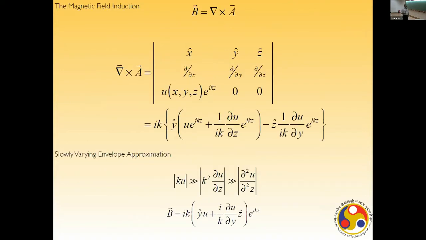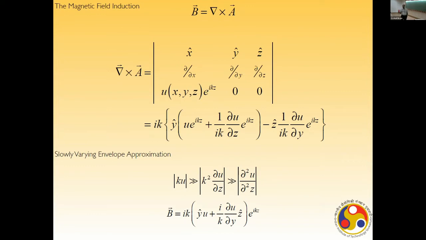So in this, what I did, we are going to calculate B is equal to curl of A, and then apply the slowly varying envelope approximation, that is, k times del U by del z is very much greater than del square U by del z square, which is very much greater than del square U by del z del 2z. That is, the variation of the space in second order is very negligible. So under this condition, wherever you have del U by del z or del square U by del z del 2z, you can neglect it, and you are going to get a magnetic field expression in this form.